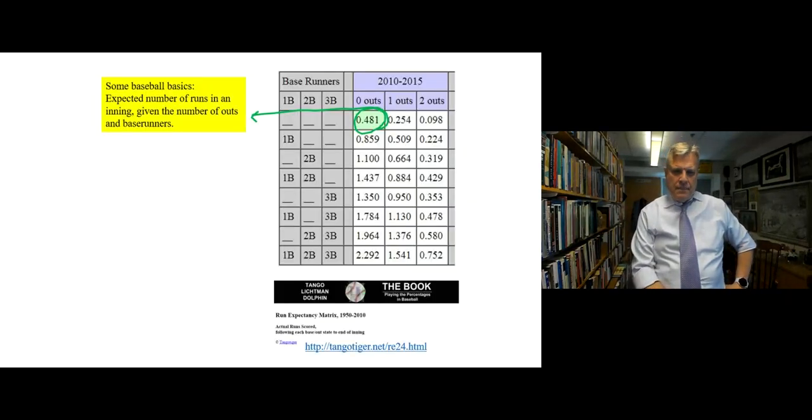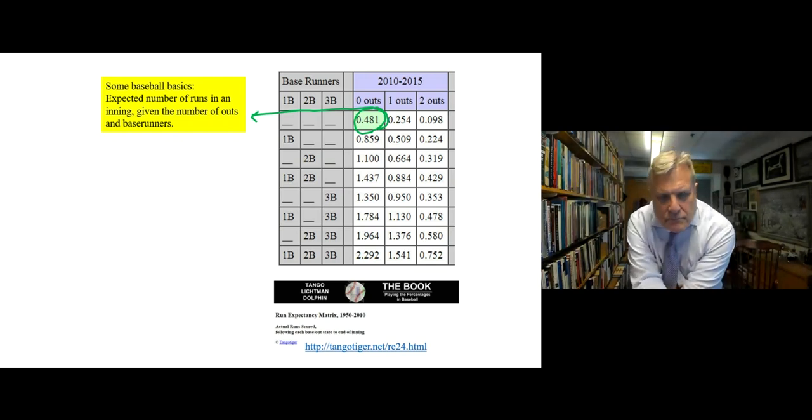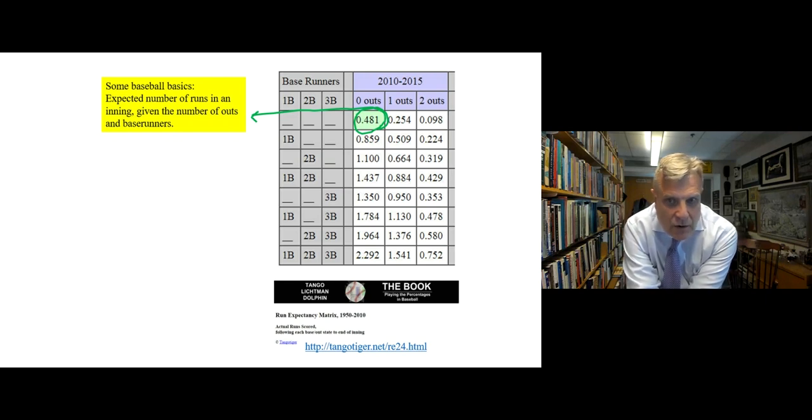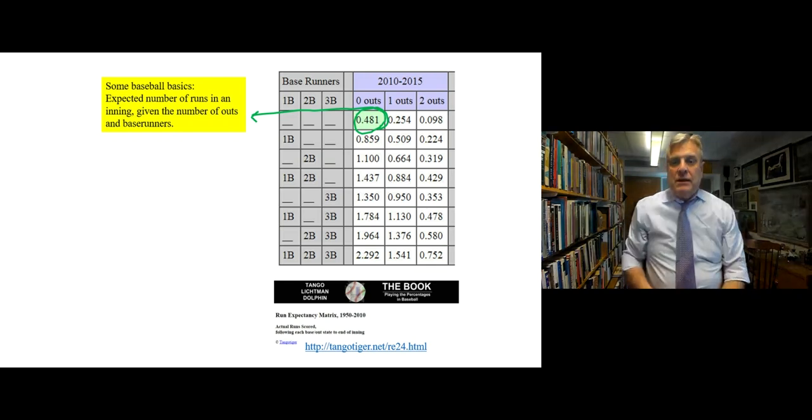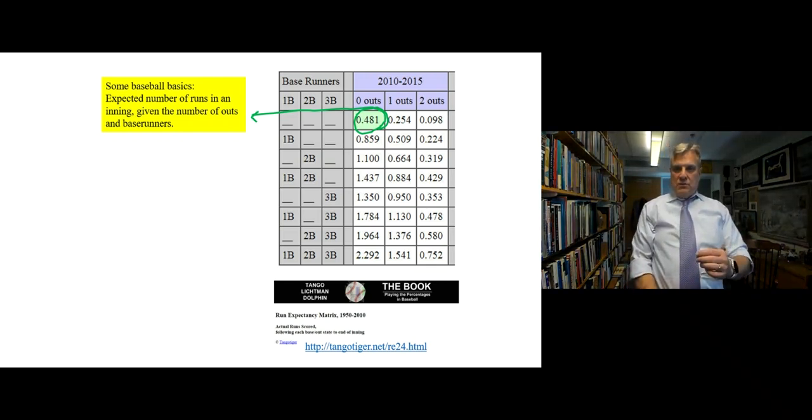That's how you win. This is a run expectancy matrix. It's from sabermetrics. It gives you a sense of how things work in baseball. If the game is really won by having more runs than the other side, you don't have to get the maximum number of possible runs. You just have to beat the other side. You have to win by more runs. And every inning, the expected number of runs with zero outs and nobody on base is, on average, 0.481 runs actually scored.